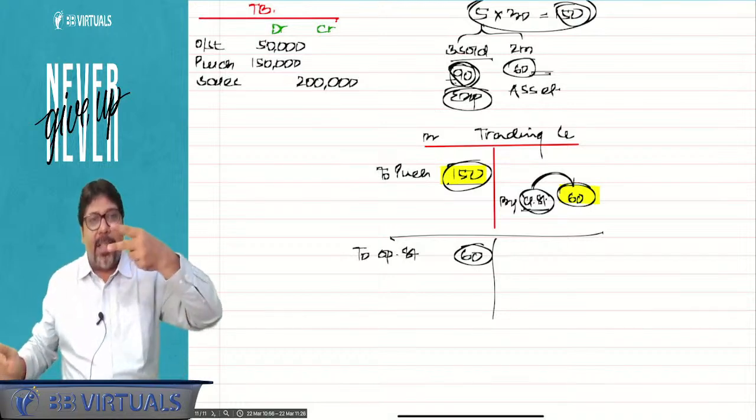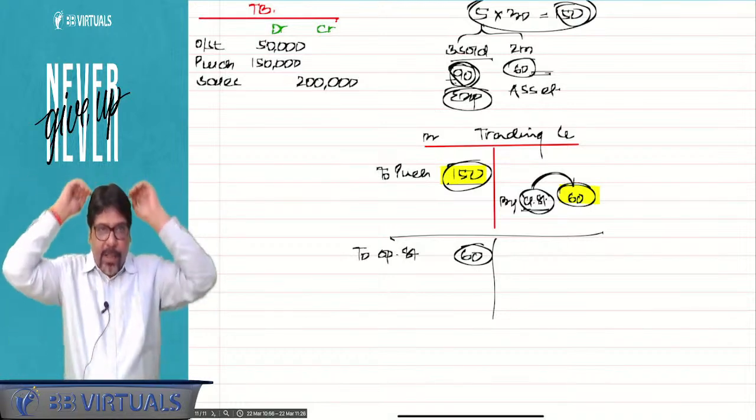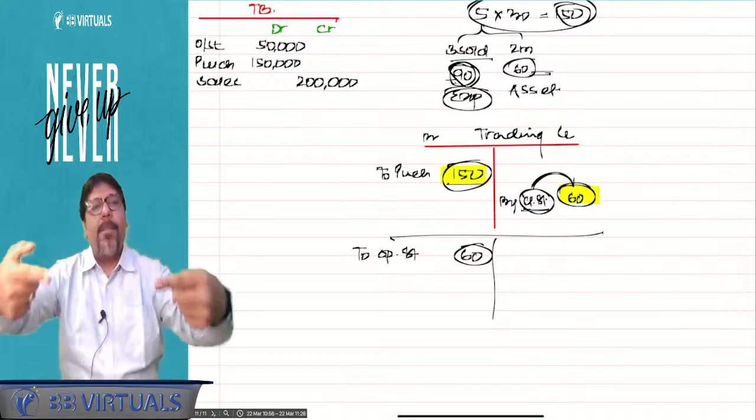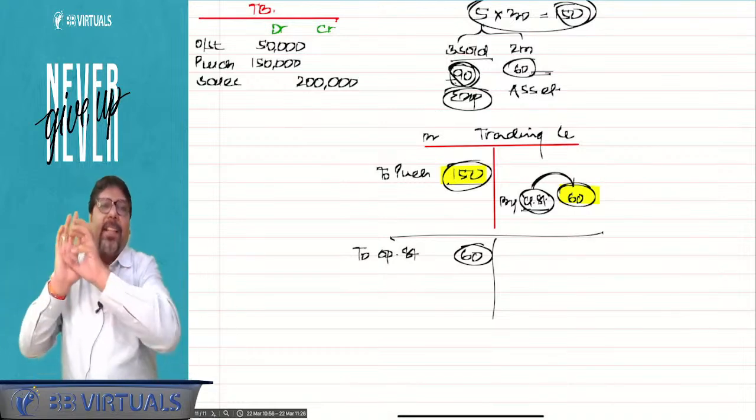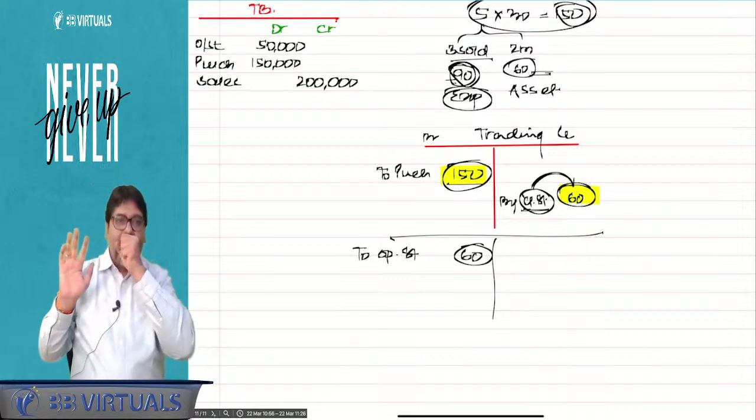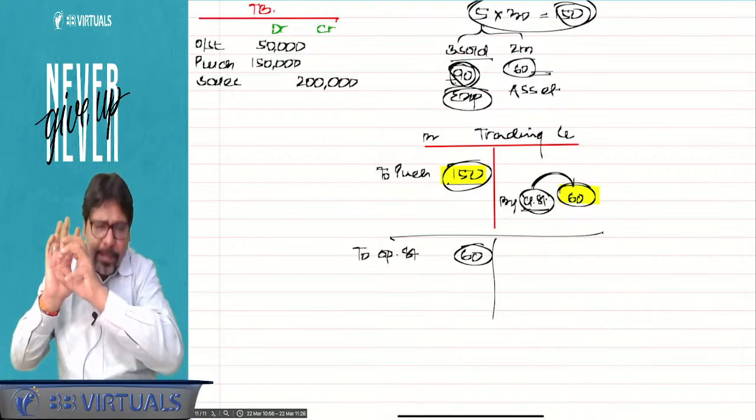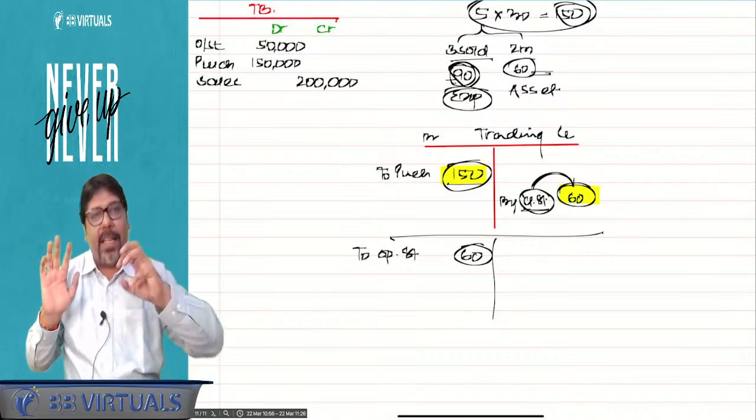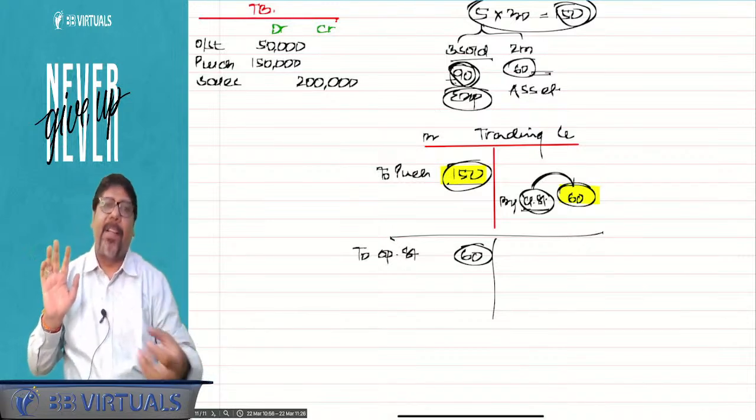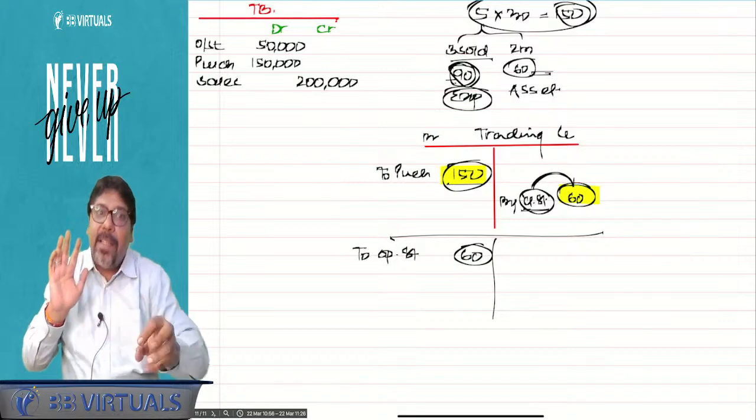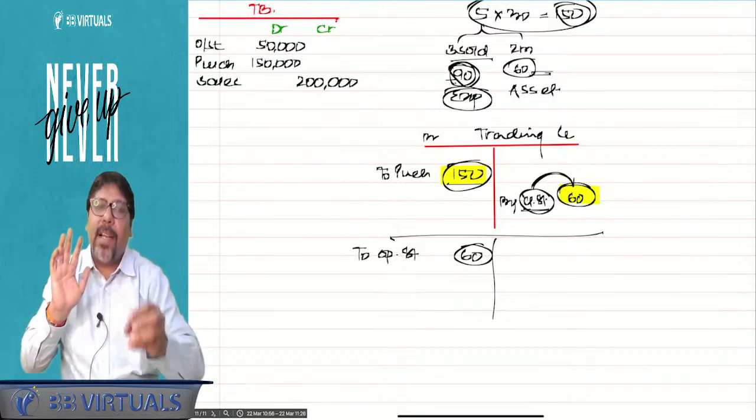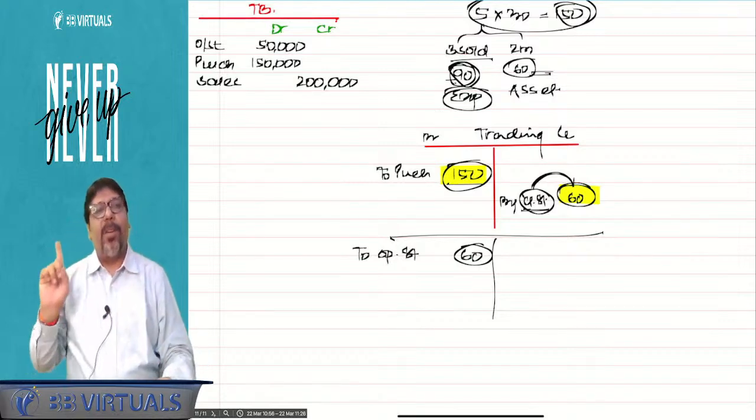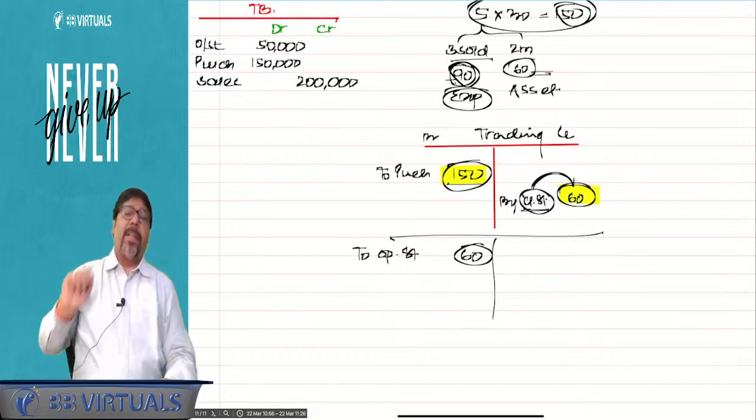That 60 represents two markers which I have not sold in the current year, but I will sell it in the next year. When I sell it in the next year, it will become my expenditure because next year I would have derived the benefit. So next year expenditure, so next year it should come in the trading account debit side. In the current year you call it closing stock, next year you call it opening stock.